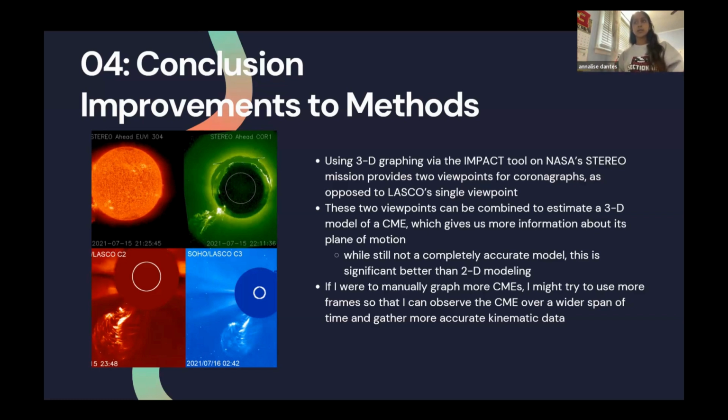Some other improvements I would make if I were to run this research again is if I were manually graphing more CMEs, I would try to use more frames, maybe like 10 instead of 5, over a wider span of time so I can gather some more accurate data.